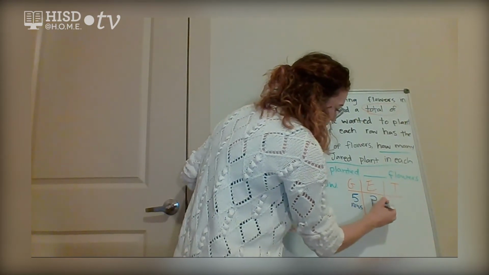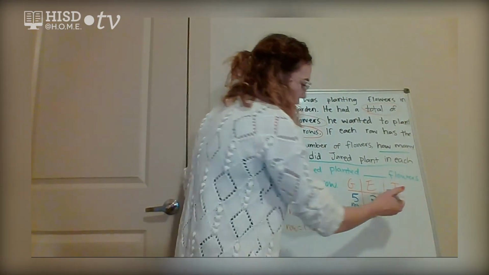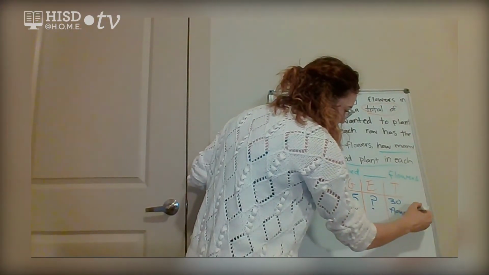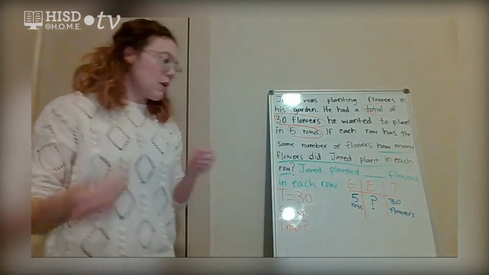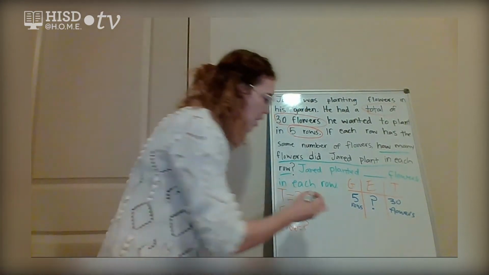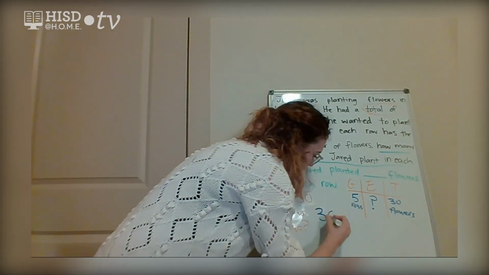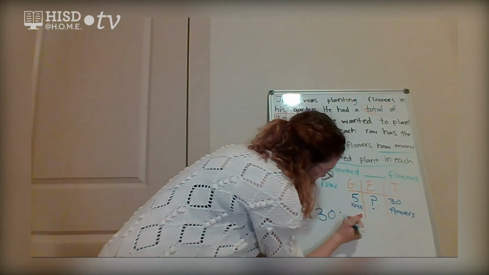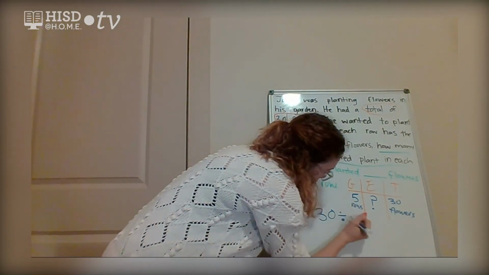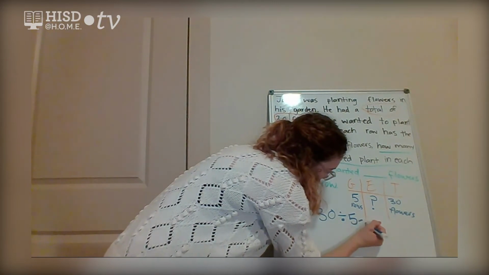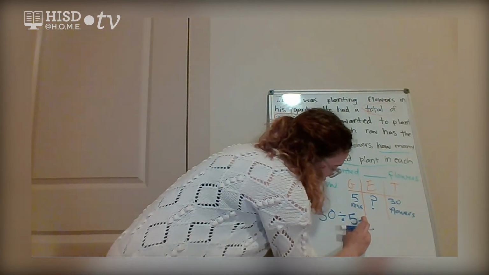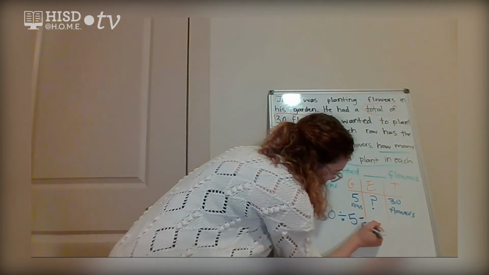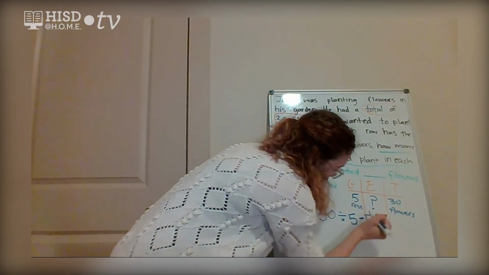We want to know how many is in each row, and our total is 30 flowers. This is representing the equation 30 flowers divided by 5 rows. So I just have to write this like this, guys.